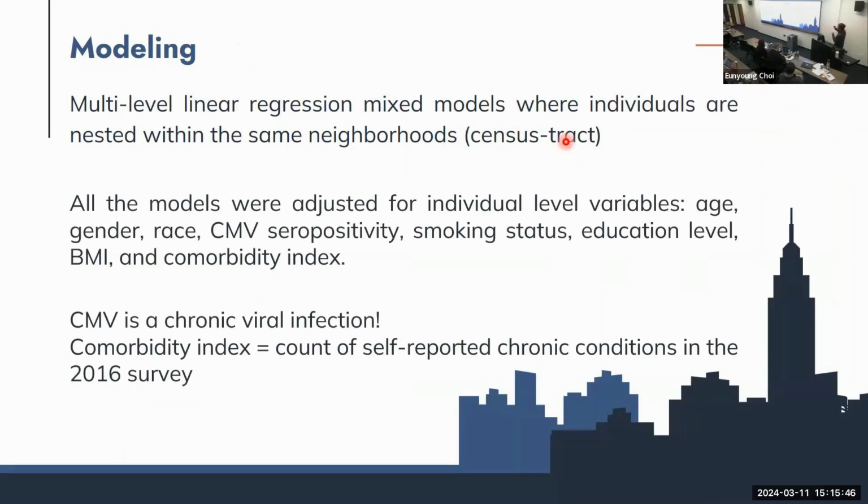Here, the exceptional cases are CMV seropositivity and comorbidity index. CMV stands for cytomegalovirus, which is a chronic viral infection. It basically aggravates the symptoms that you get due to some other sickness when your immune system is really weak. And seropositivity indicates whether the CMV virus in your blood is reactive or non-reactive. Comorbidity index is computed by tallying the number of self-reported chronic conditions in the 2016 HRS survey.